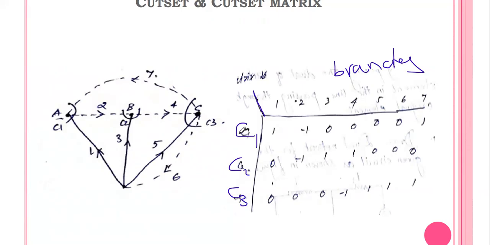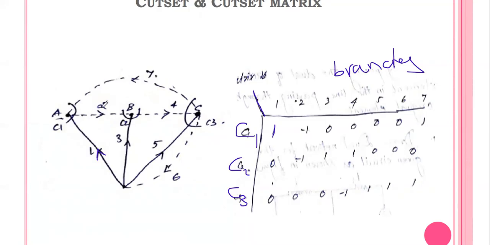How many cut sets? C1, C2, C3. Okay, so now you see the first row. Cut set C1: the cut set C1 direction is the same as that of our twig direction. So for cut set C1, which one is a twig? This is our twig, and this twig is in the incoming direction. Incoming current, so the cut set direction is also the same as the twig direction. So we have to put 1.